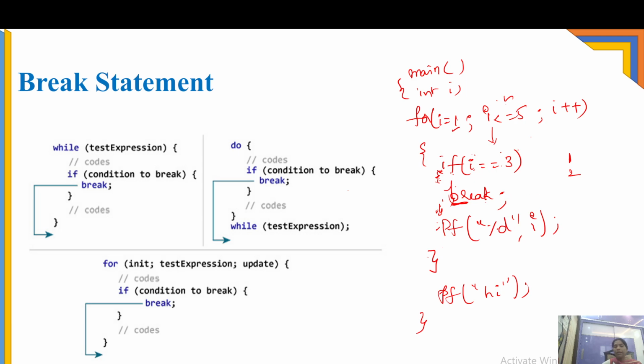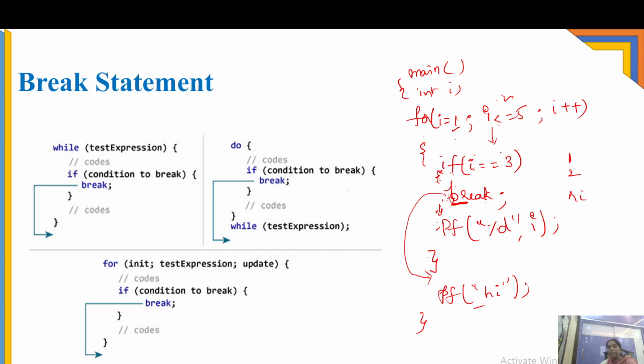2 will be printed. Next, 3 <= 5, condition true. 3 == 3? Yes, break will be executed. Break means come out of the block. So it will come out of the for loop. Next in the program, hi is there, hi will be executed. So the output is 1, 2, hi. So now you understand break. It will exit from the loop. It will exit from the block.